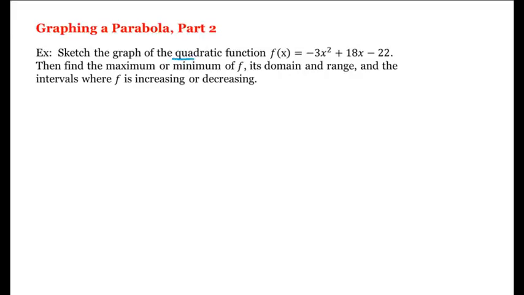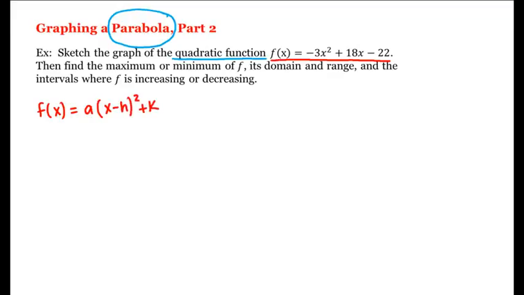Now, to sketch the graph of a quadratic function or a parabola, we plot the vertex and a few points on either side of it. Our quadratic function here is written in standard form, and what we need to do is convert it to vertex form. That is, f of x is equal to a times x minus h squared plus k, where h, k here is the vertex. And the way we do that is by completing the square.